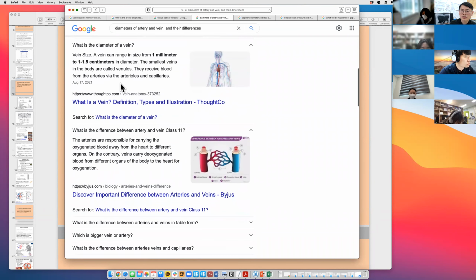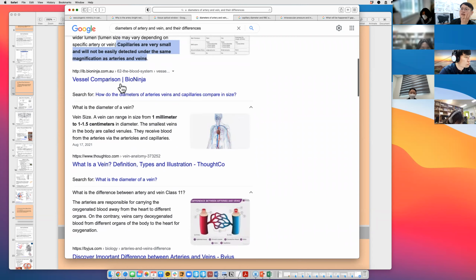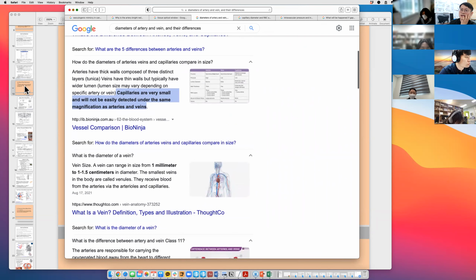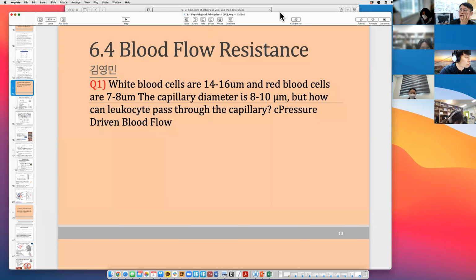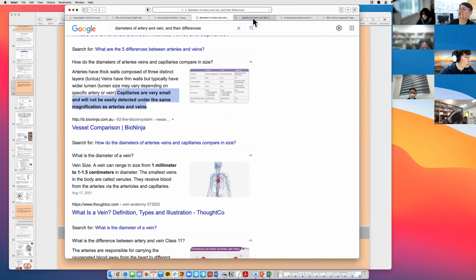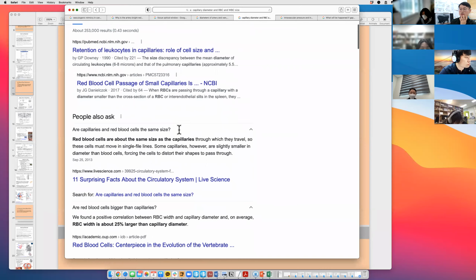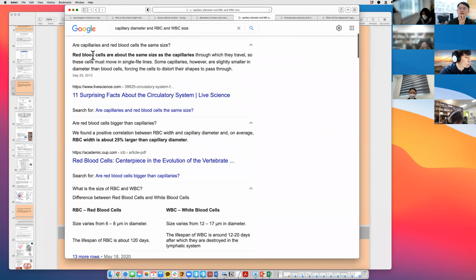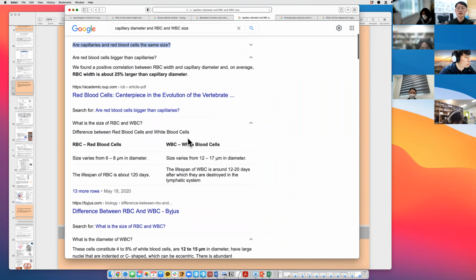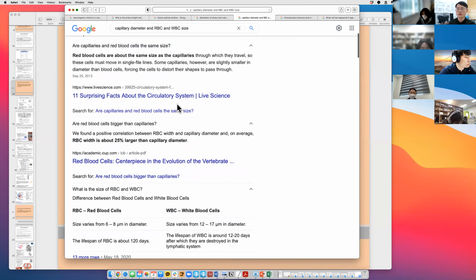So I think this is, let me see, is this relevant to Youngmin's question? Yeah, I think that probably here's more relevant. Okay. So regarding Youngmin's question, are capillaries and RBCs the same size? The answer would be yes, I think they are comparable.